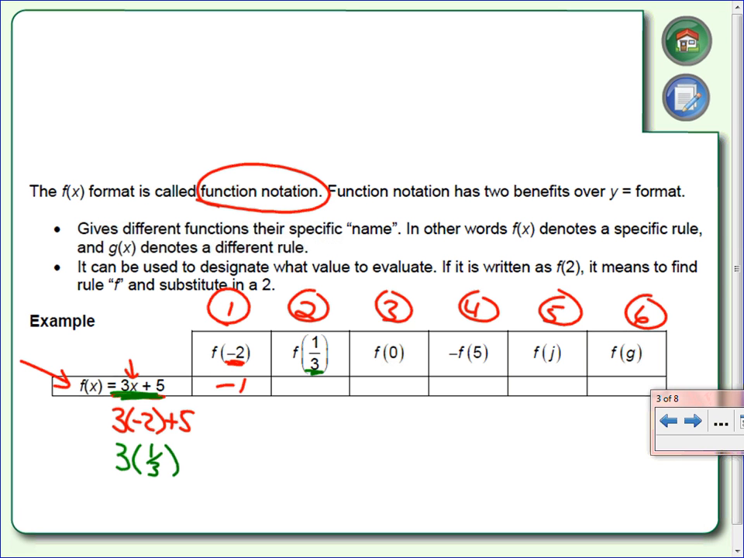Then you can hit the right arrow key so that you can move over and close the parentheses. Close the parentheses. Don't forget to put the +5 after that. And after you got all that in, then you can hit enter. And what's the number we're going to get? 6. There it is. That's your answer to F of 1/3. 6.